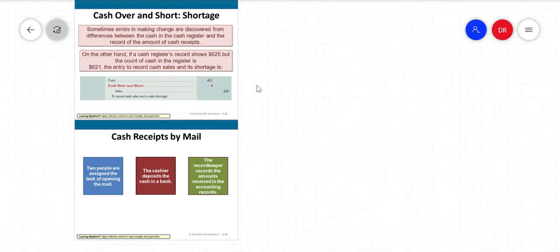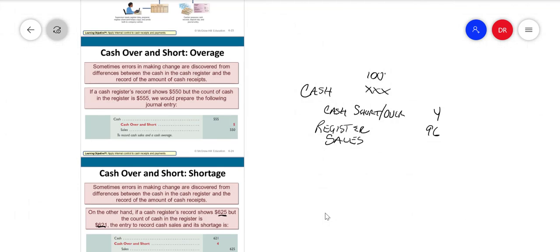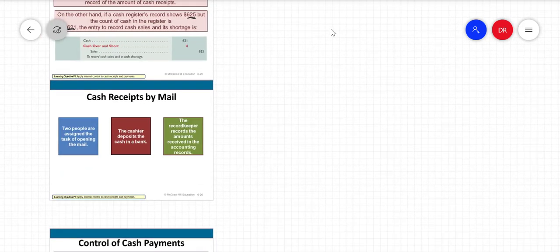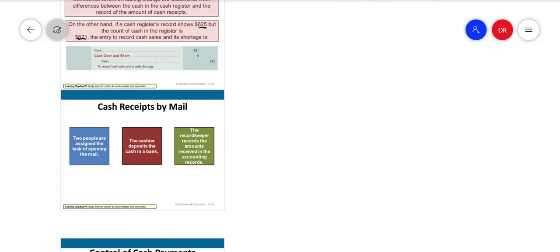Now here's an example right here of the same thing. The cash register's record shows $625, but the count of cash is $621. This means that you're short on cash. When we were up here, we were over on cash. We had more cash than what we had sales. Down here, when we say we're short, it means we have more sales than we have cash. So they have $625 in sales, but only $621 in cash. So the difference, $4, is going to be cash short in this case. But the cash short and over account will keep a running total of what those are. So we could go back and forth on those several times.